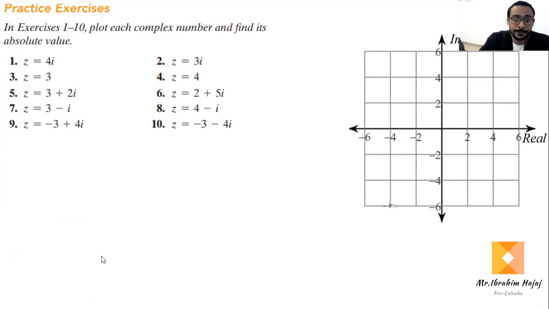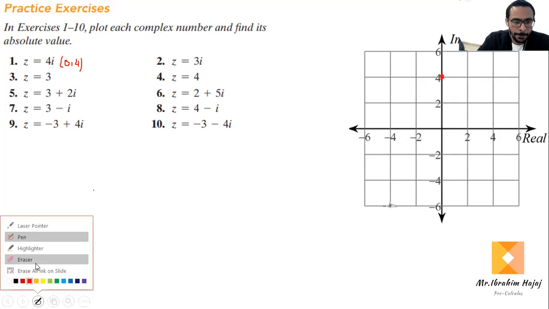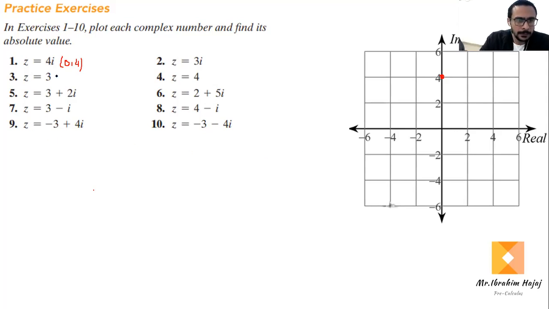To plot number 1, z equals 4i, which is 0 and 4. So we plotted 0 and 4 here. Next, number 3. The point is 3 and 0, so 3 and 0 is here. Number 5, 3 and 2. So it's simply 3 and 2, here.